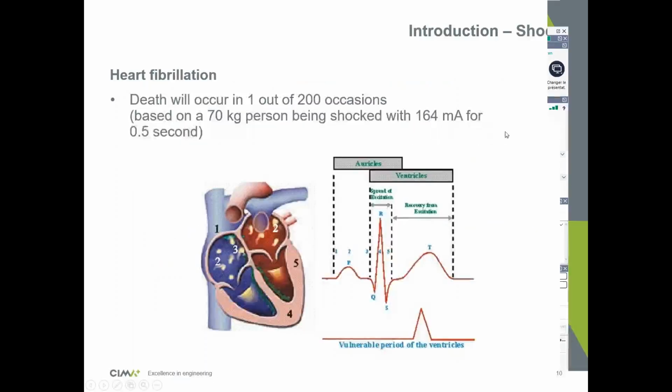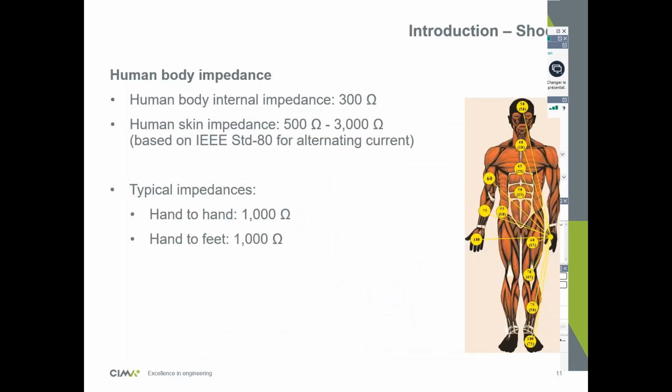So what is heart fibrillation? This happens when the shock is going through the heart. There's a certain period in the ECG of the heartbeat where it's vulnerable, where the heart can start to beat uncontrollably, and this can lead to death by heart fibrillation. Basically, the chance that this occurs is about 1 in 200 occasions. The IEEE standard 80 defines the human body impedance.